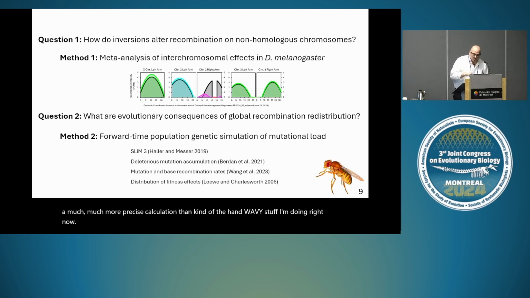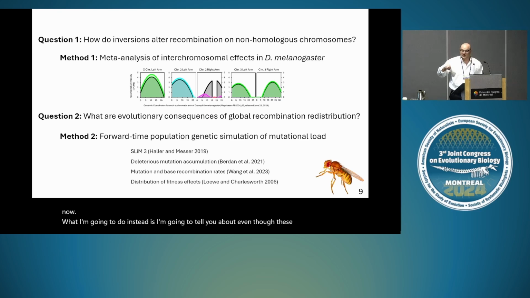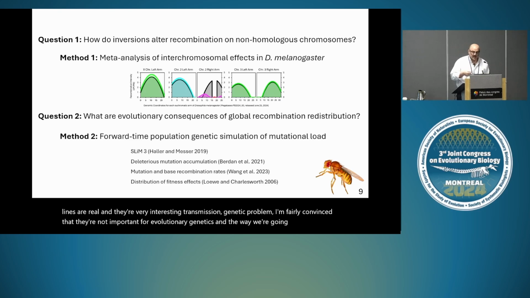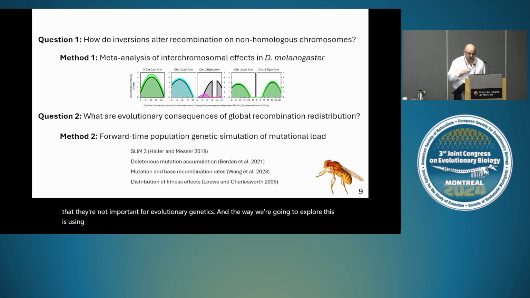But what I'm going to do instead is tell you about, even though these green cartoon lines are real, and they're an interesting transmission genetic problem, I'm fairly convinced that they're not important for evolutionary genetics. And the way we're going to explore this is using forward-time population genetic simulations. I think everybody's familiar with SLiM, and we're building off a study by Burden et al. that uses SLiM to look at deleterious mutation accumulation inside inversions.